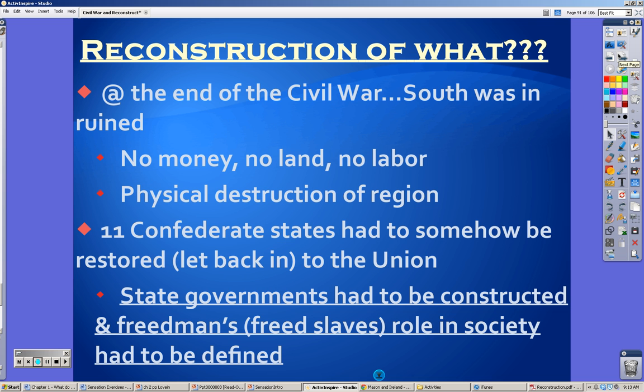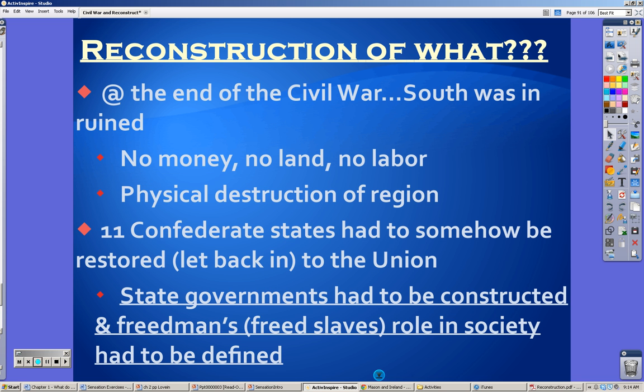So in talking about Reconstruction, we have to understand that the South is ruined. There's no money, no land, no labor. There's physical destruction of the region. Sherman marched to the sea and burned everything in sight. We had 11 Confederate states that had to somehow be restored or let back into the Union, and they needed to be able to become a part of the government again. And we had to be able to trust the South that they were going to do what we needed done.